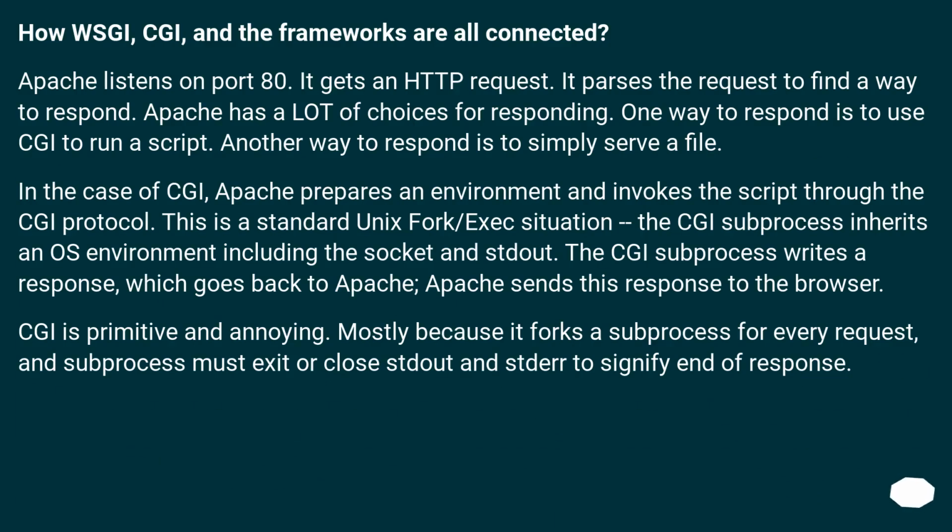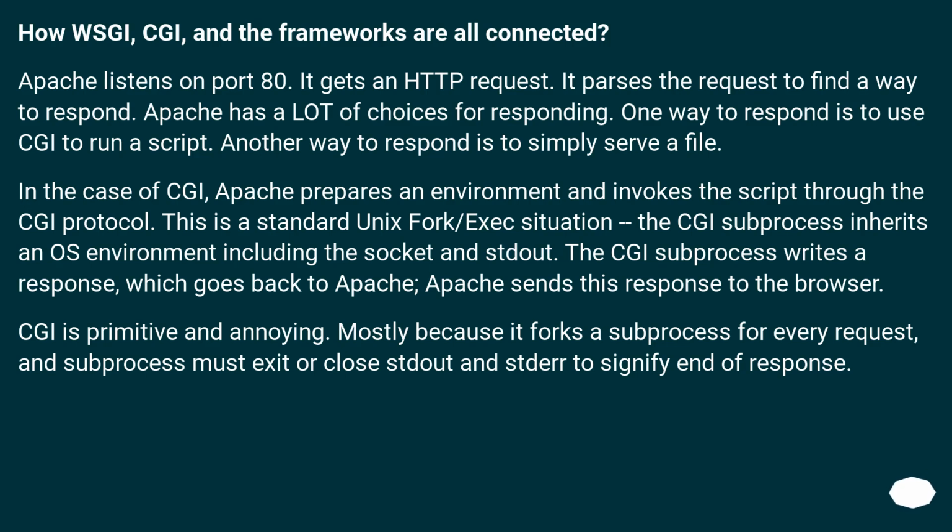How WSGI, CGI, and the frameworks are all connected? Apache listens on port 80. It gets an HTTP request. It parses the request to find a way to respond. Apache has a lot of choices for responding. One way to respond is to use CGI to run a script. Another way to respond is to simply serve a file.